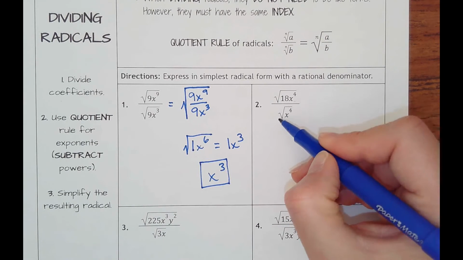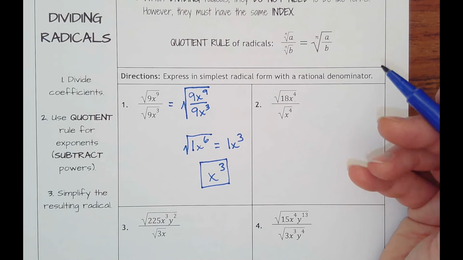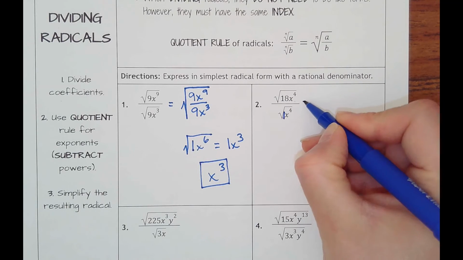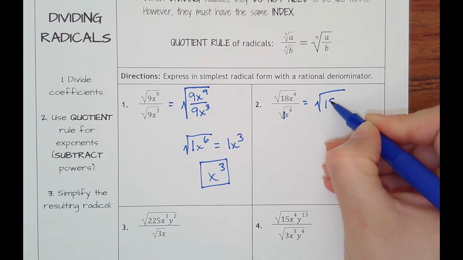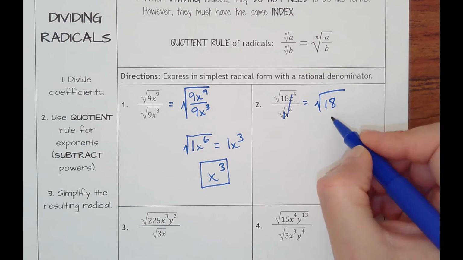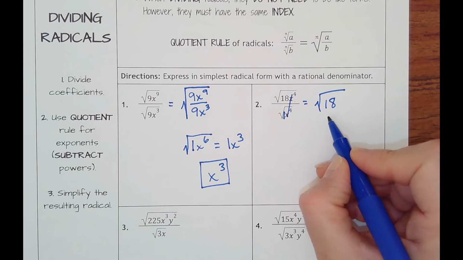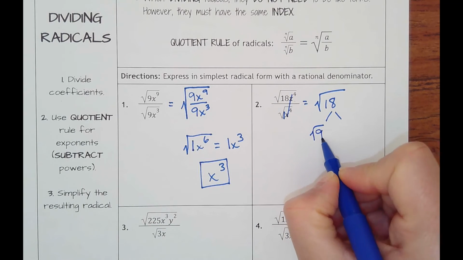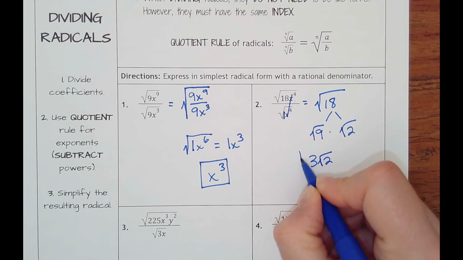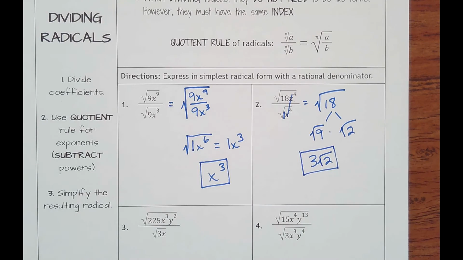Number 2, again, this is one giant square root, so I don't even write that. I just know this is 18 divided by 1, which is 18, and 4 divided by 4 is 0, right? My x's would cancel out. I need to simplify this radical, though. It has a perfect square factor of 9, and the square root of 9 is 3. So my answer would be 3 square root of 2.